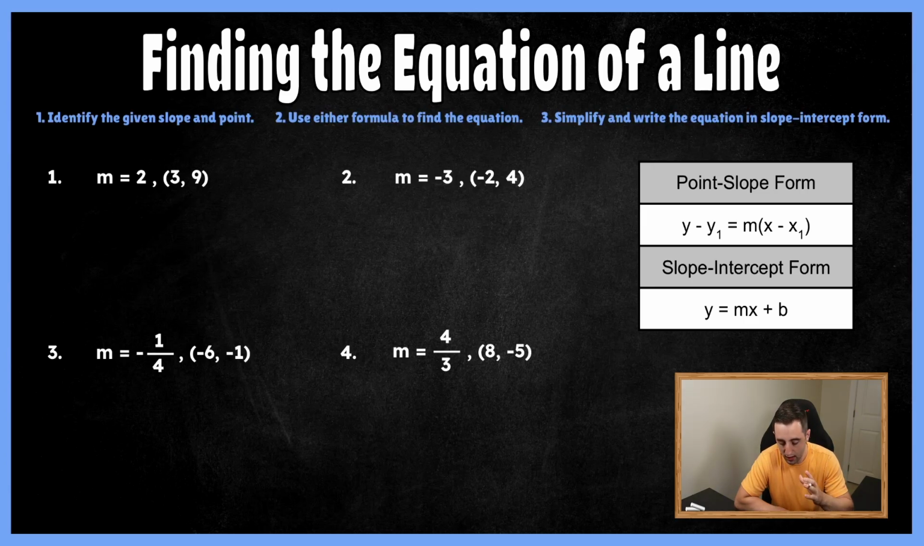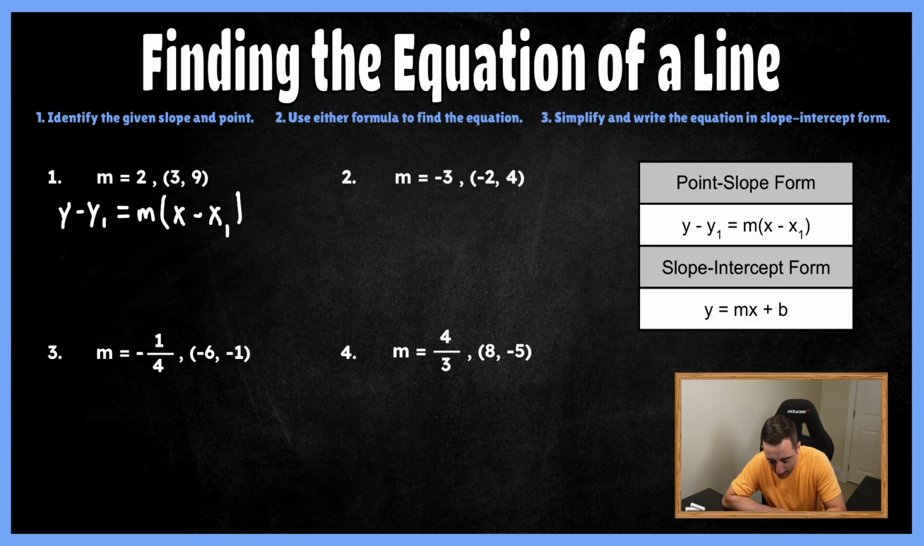So with that being said, let's go ahead and find the actual equation of the line for number 1, given the slope of 2 and the ordered pair 3 comma 9. The first method I'm going to show you is utilizing point slope form. This is definitely the most beneficial formula to utilize when you are given a slope and one point. It's literally called point slope form for a reason. So I'm going to write down the equation right below number 1. It is y minus y1 equals m times x minus x1.